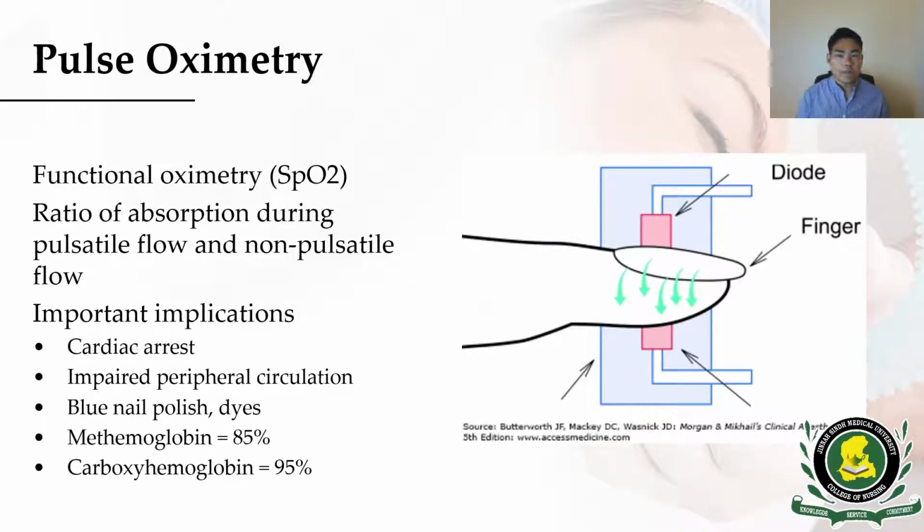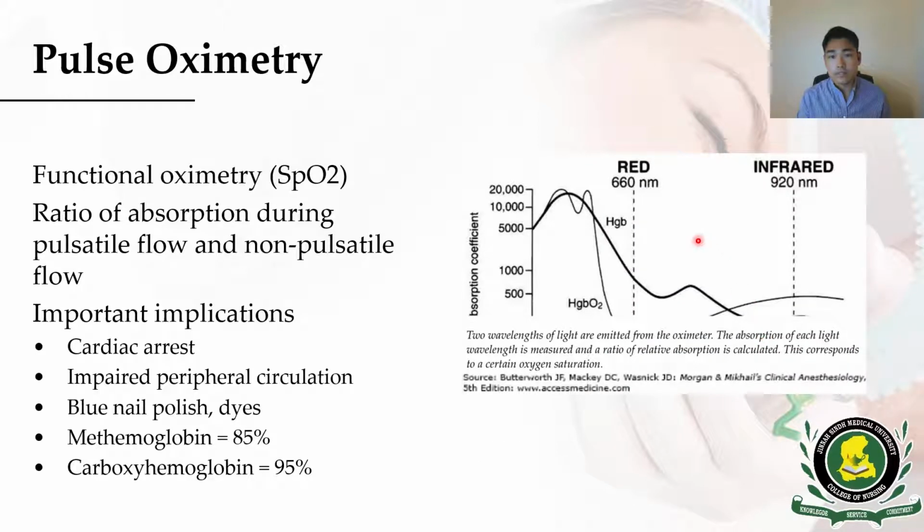So just to give you a little background on how the pulse ox works. You have a light source that's emitting multiple frequencies and a detector. And it emits light at wavelengths of 660 nanometers, which is red and detects deoxyhemoglobin, and then 920 nanometers, which is infrared, and detects hemoglobin.